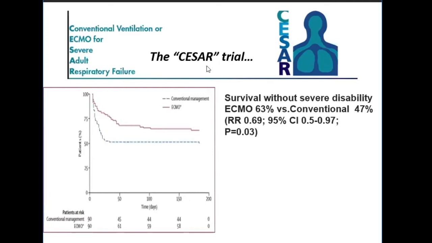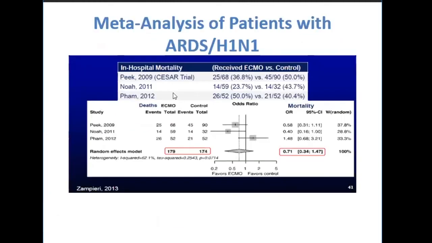This trial showed that if a patient with severe ARDS is transferred to an ECMO center, they have a better chance of survival in comparison to conventional ventilation. Actually, this is the trial which opened the door for ECMO. Fortunately, the same year we had the H1N1 pandemic, whose most important feature is severe ARDS. Registry data and meta-analyses found that patients with severe ARDS and refractory hypoxemia with H1N1, treated with ECMO, had better survival.